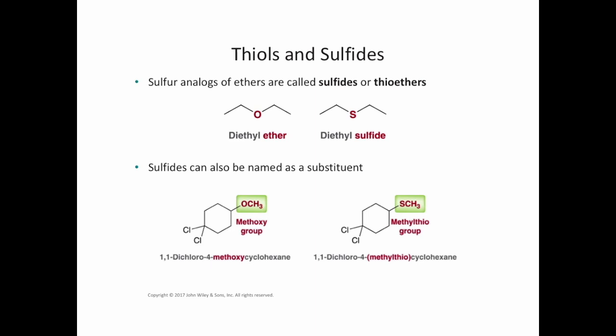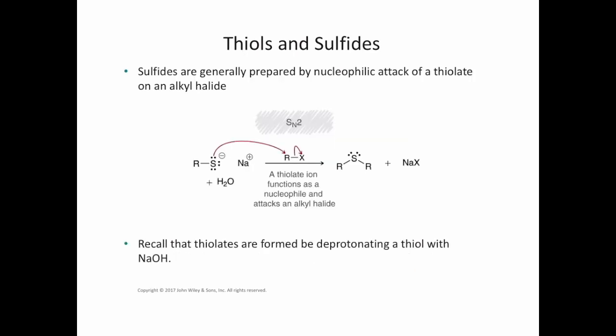Sulfur analogs of ethers are called sulfides or thioethers. This can be named similarly to how ethers are named. So this could be called diethyl sulfide. It can also be named as a substituent. So this could be called the methylthio group. When added to the whole name, you would get 1,1-dichloro-4-methylthiocyclohexane.